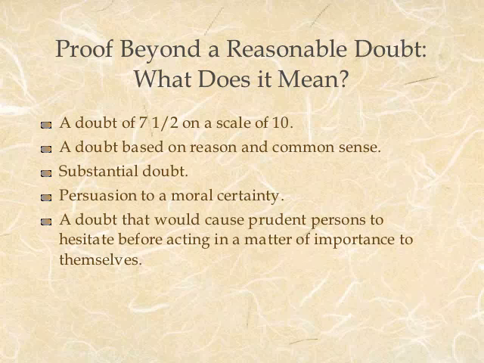Proof beyond a reasonable doubt. What does it mean? It's a doubt of 7.5 on a scale of 10. It's a doubt based on reason and common sense. It's substantial doubt. It's persuasion to a moral certainty. And it's a doubt that would cause a prudent person to hesitate before acting in a matter of importance to themselves.